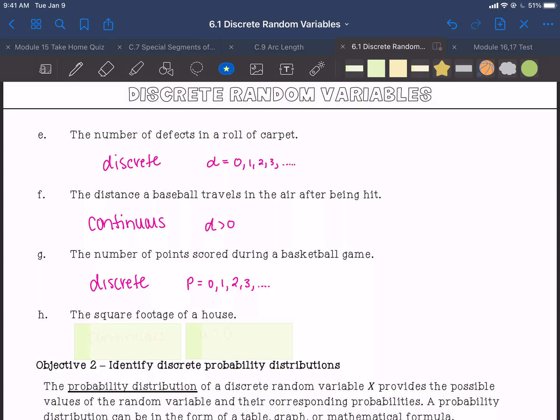And then the last, the square footage of a house is continuous. Now, if you're ever house hunting and you look at something like Zillow, you're going to see a countable number as a square footage, like a 1,540 square foot house. You're not going to see the in-between, but technically anything greater than 0 would be possible values.